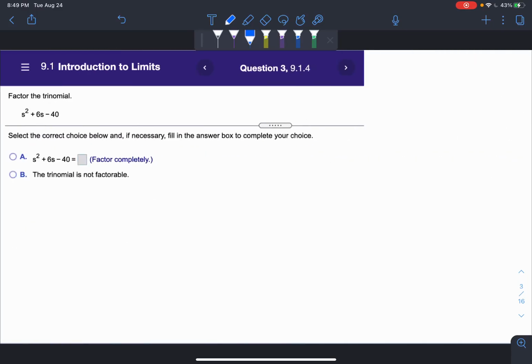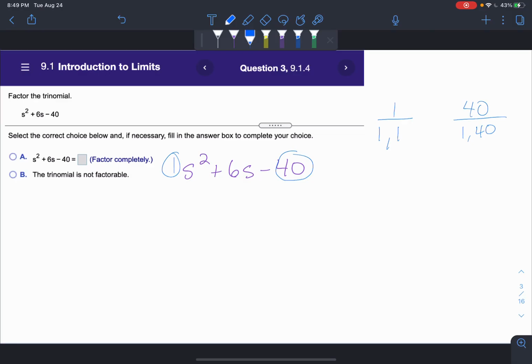For this question, we want to factor this trinomial, s squared plus 6s minus 40. What I like to do is look at the coefficient next to the squared term and the coefficient over here that doesn't have any variables, and write their factors. Factors are pairs of numbers that when multiplied equal the number itself. So 1 times 1 is 1. Some factors for 40: 1 times 40 is 40, 2 times 20 is 40, 4 times 10 is 40, and 8 times 5 is 40.